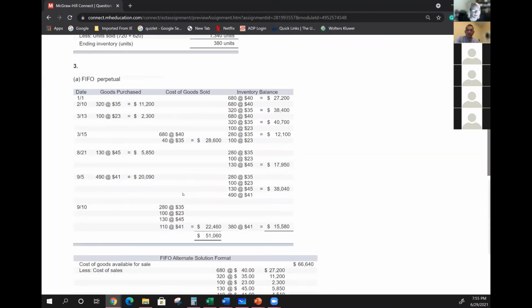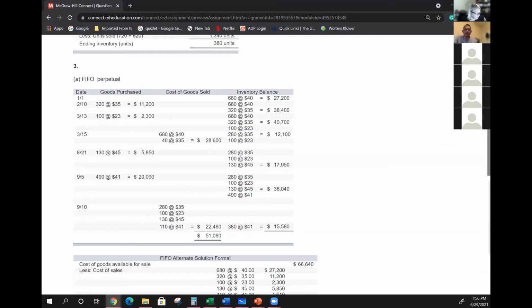All right, so for FIFO, we're going back to the beginning. First in, first out. So we want to use those 680 units first. That's why you got your 680 at 40, because you're going back to the beginning. Then I want to deduct how many out of the batch that I sold came from the first and see what I have left. So you have 40 left, and you're going to go to the next batch. It's 40 at the $35. Then you calculate it out.